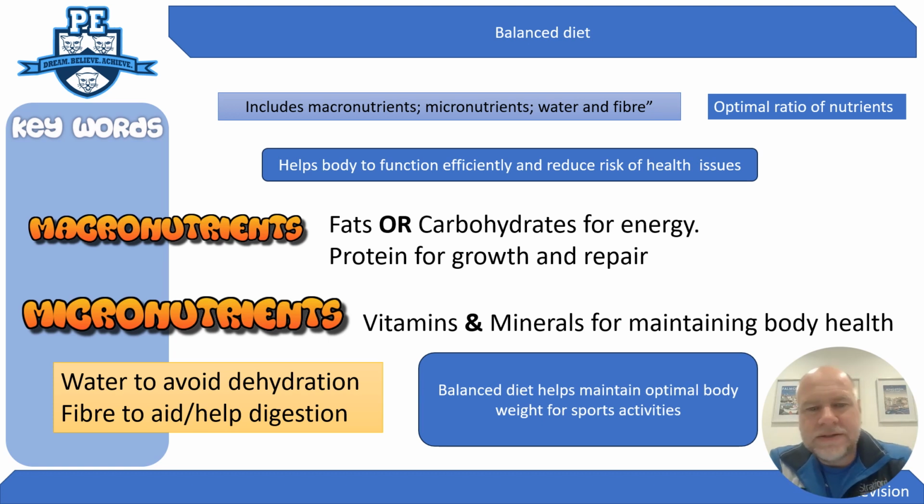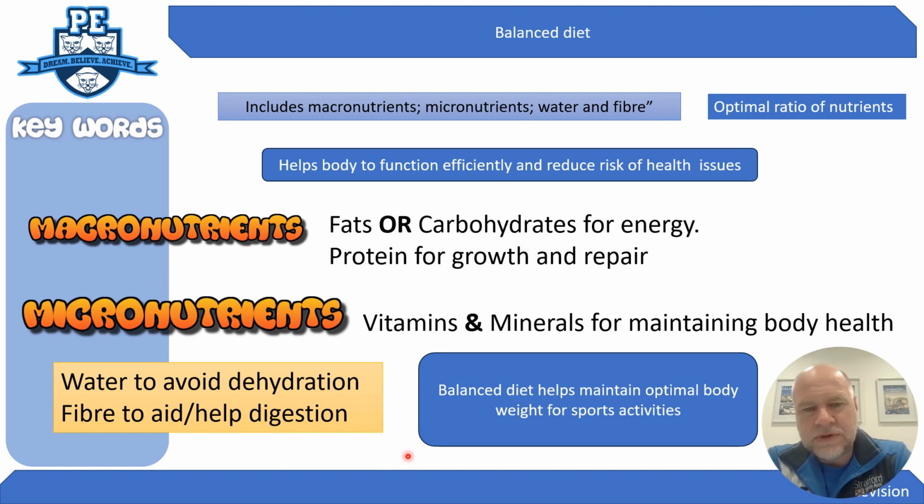So a balanced diet is where you have a combination of your macronutrients, micronutrients, fiber and water. That's essentially one definition of it. Or you could just talk about the optimal ratio of nutrients in the balanced diet. Having a good balanced diet helps us function more efficiently. It helps us reduce health issues. It can also make sure we've got a good energy balance, which is going to help us maintain optimum body weight, and that's important for sporting activities.